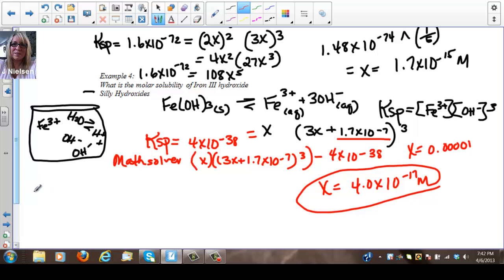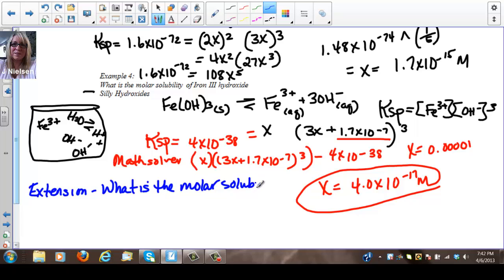Now, just like an extension on this type of problem, I haven't seen it in a while, but they could say, what is the molar solubility when the pH is 5? So if you know the pH is 5, then you know your pOH is equal to 9, and therefore you know that the OH minus concentration is equal to 1 times 10 to the minus 9.